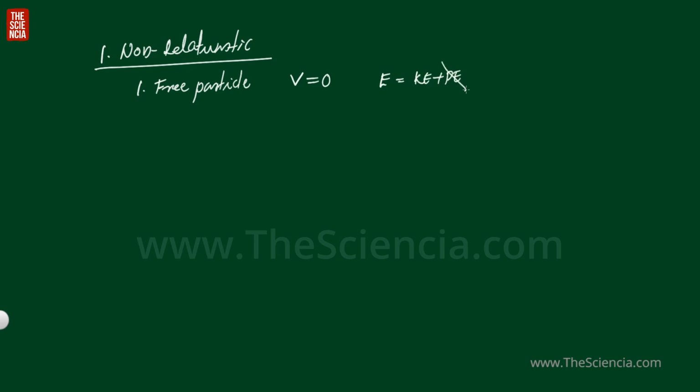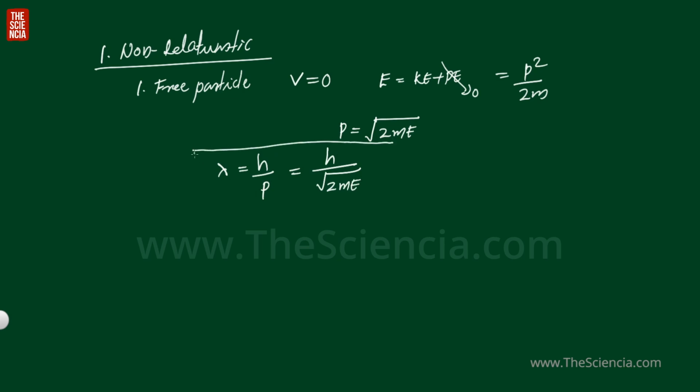Here the potential energy of a free particle is 0, therefore the total energy is kinetic energy, and we know kinetic energy is equal to p square by 2m. So we can find out p, that is p will be equal to root 2mE, and we know the de Broglie relation, lambda is equal to h by p. Therefore this will be equal to h by root 2mE. So this will be the wavelength corresponding to a free particle.